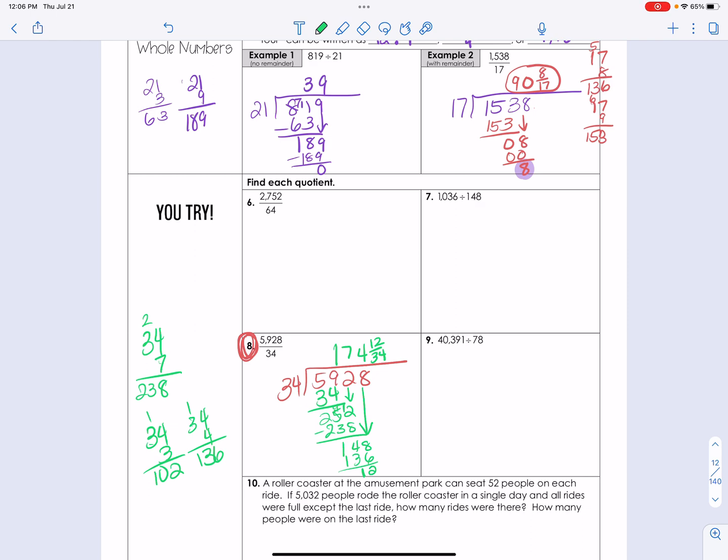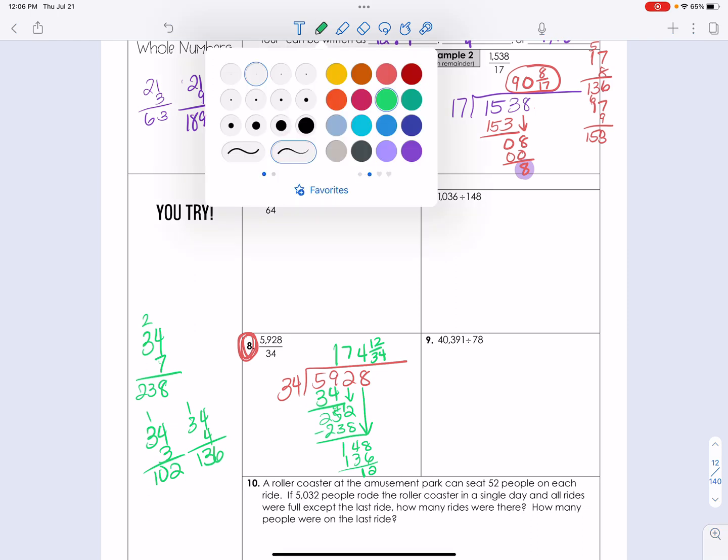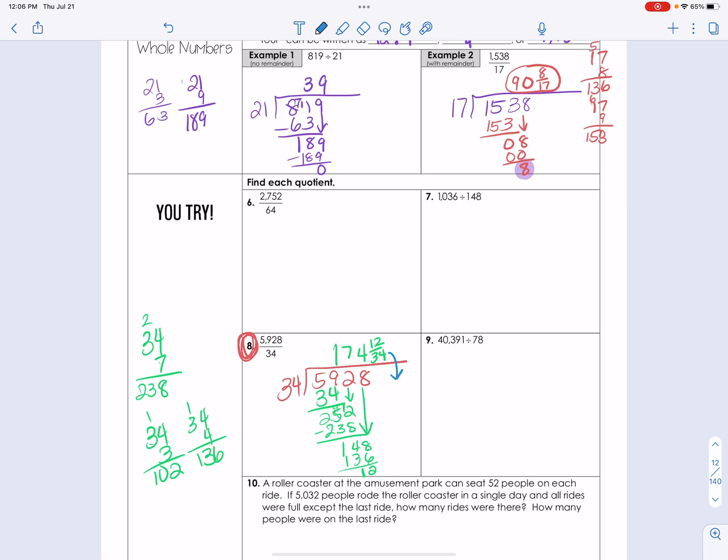Now, hopefully you see what's wrong with that answer. That's what we've been working on. 12/34, they're both even. So I could divide both of these by 2, and my answer would be 6/17. That's the answer I'm looking for. So instead of putting a 0, you can actually just stop the problem and write the remainder as a fraction instead of keep going.